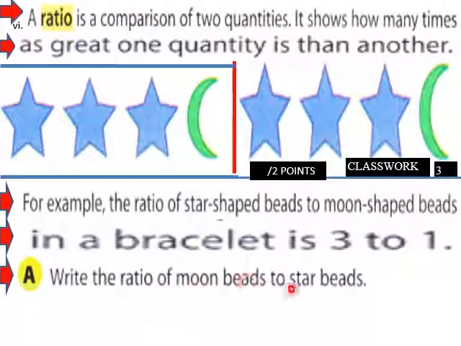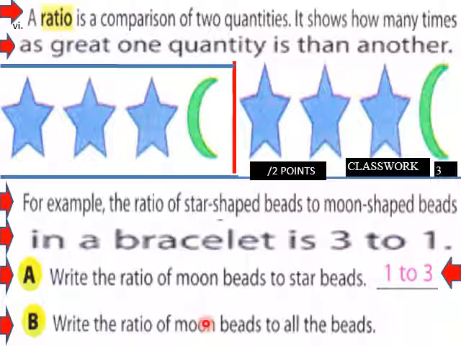Write the ratio of moon beads to star beads. So what would be the ratio of moon to stars? It would be 1 to 3. For every 1 moon, we have 3 stars.